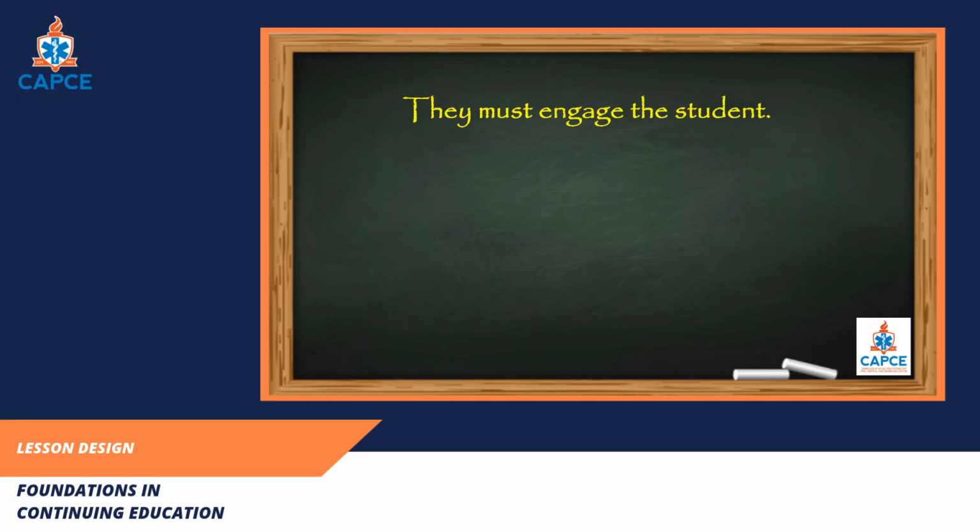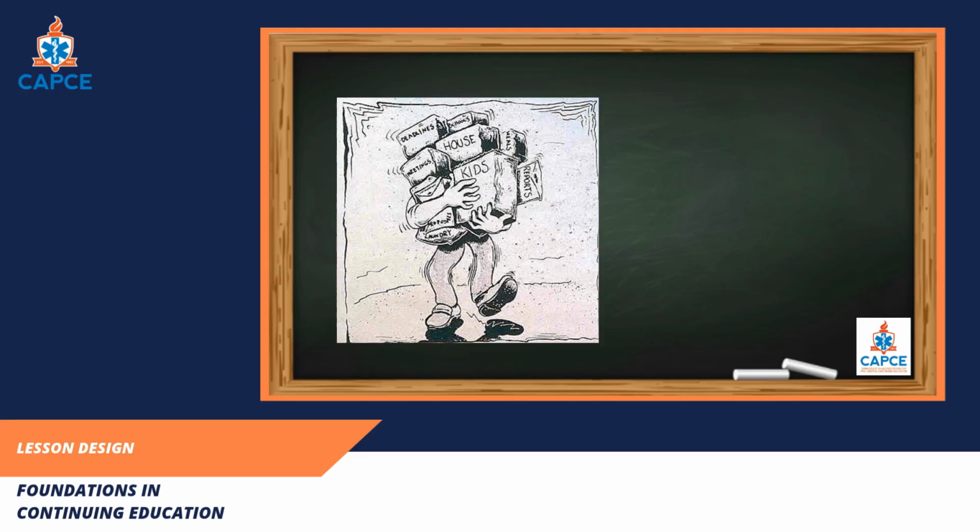Let's look at the third rule. They must engage the student. Engaging students is all about getting their attention, keeping it for the length of the session, and sending them off inspired to learn more about the topic. First, you need to get their attention. Adult learners typically live busy, stressful lives with a host of responsibilities. It's important to get off to a hot start and get them focused on your topic.